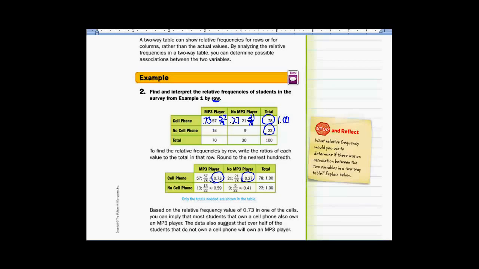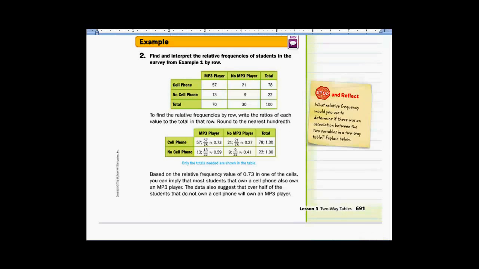All right, so to get the relative frequency by row here, I'm going to take 13 divided by 22, 59 hundredths. 9 divided by 22 should give me 41 hundredths. So 0.59 and 0.41 add together to 1.00, or 1. So again, what do you do with this? Well, in this one, nothing. Now, if they would have said use columns, then we would have done nothing with these numbers. But again, it said by row, so that's what we have to do. Pay careful attention to what it wants.